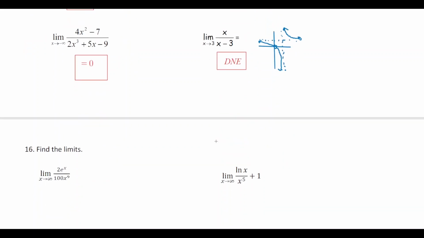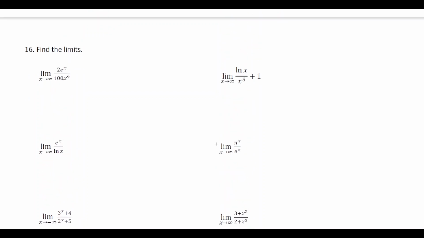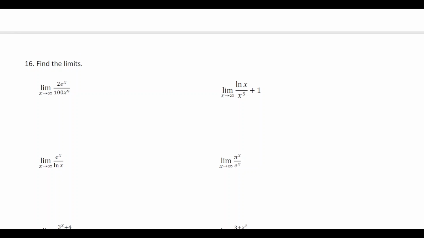All right, number 16. So all of these are going to be these infinite limits that we practiced, and what we need to do is compare both the numerator and the denominator to figure out where these limits are going. For number 16, we're finding a bunch of limits, and for the most part, what we want to be doing here is comparing the relative rates of change of the numerator and the denominator.